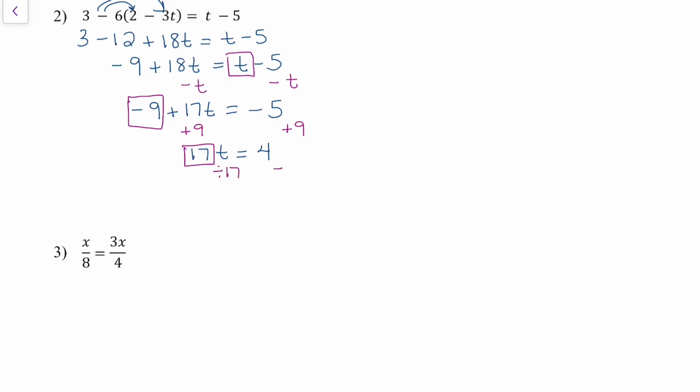And again, it's going to give me kind of a funky decimal, so I'm going to leave it as 4 over 17. And it's not an improper fraction, so I can't put it as a mixed number. I don't think there's anything that goes into 4 and 17, so it's as simplified as I can get it.